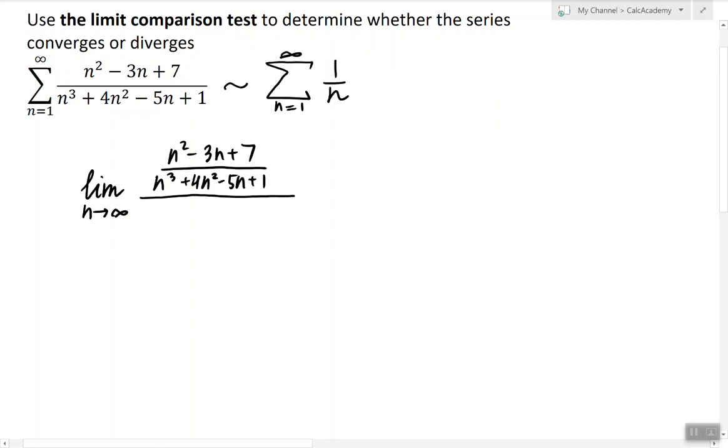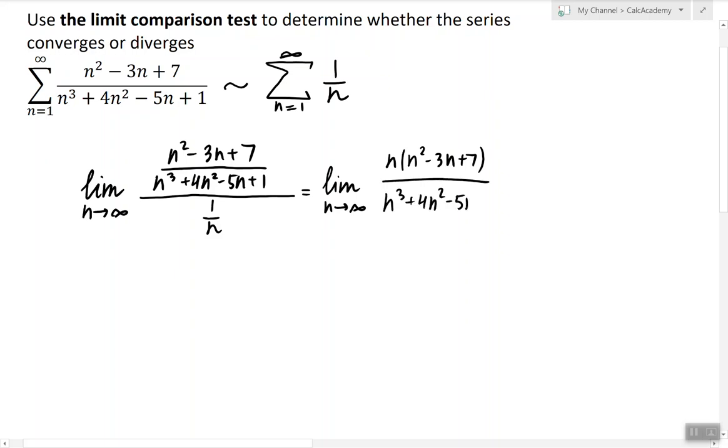Because if I take the limit of the ratio and set it up like this, I will get the following result. I'm going to have n times n squared minus 3n plus 7 divided by n cubed plus 4n squared minus 5n plus 1, which is equal to 1. So the fact that the limit of this ratio is equal to 1 means the given series acts the same way or behaves the same way as the harmonic series, which we know in fact diverges.